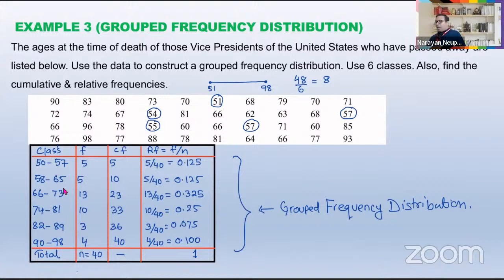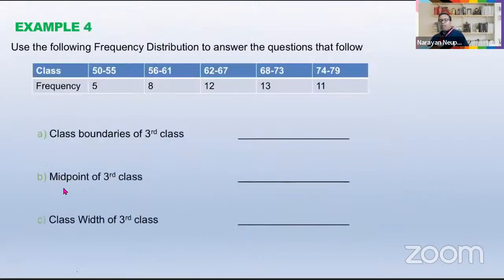Now, the next thing we want to explore in this chapter is the presentation of data, how we can present the data. We can present the data by making different types of graphs and charts. First is the histogram. Before we go to the histogram, let's quickly look at this example on the grouped distribution.